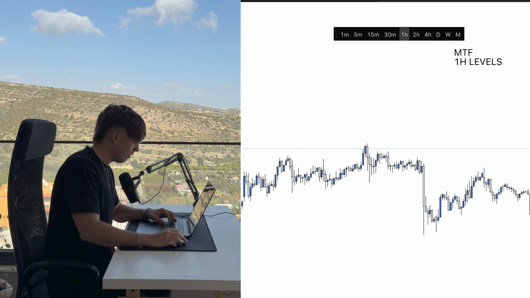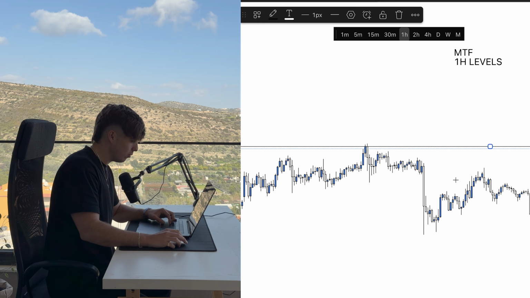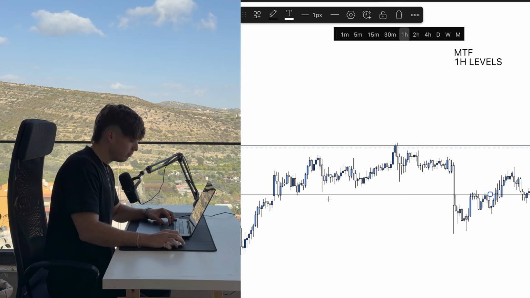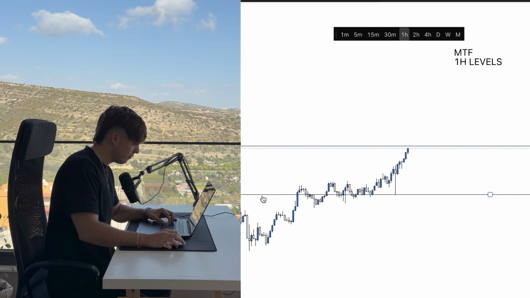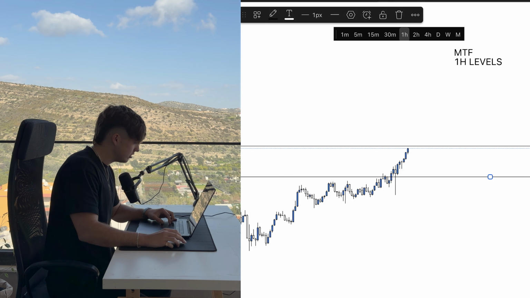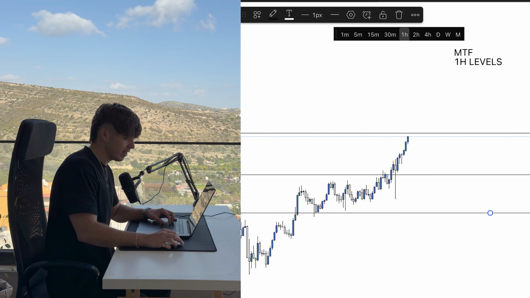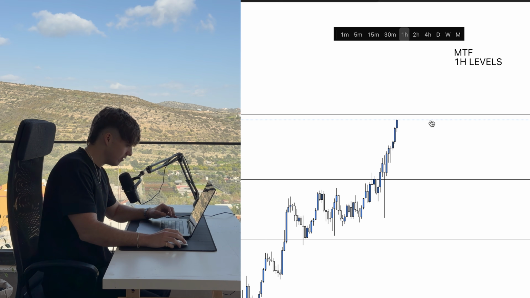I have a video on my channel of how to draw these levels in more detail. So if you do want to understand and get more information on that, then you can go ahead and check it out. But for right now, all I'm doing is highlighting key support and resistance levels right here, which you can see we have a few of. Now, once I have that, very simply, I'm understanding these are going to be my trade ranges.